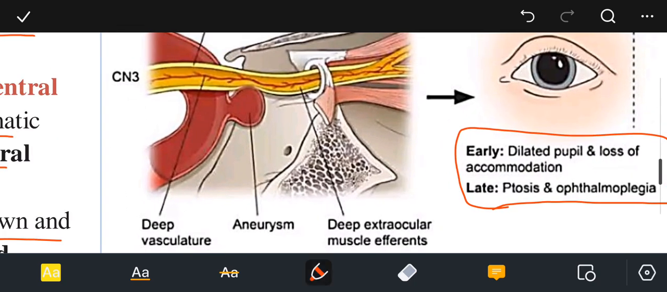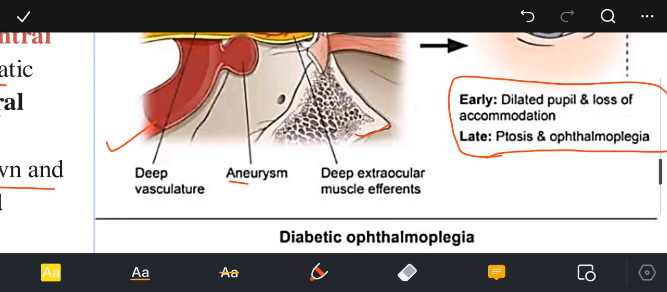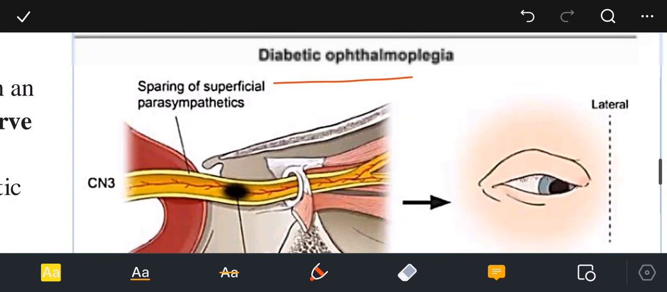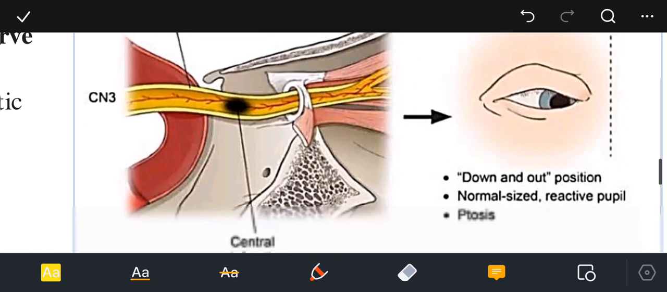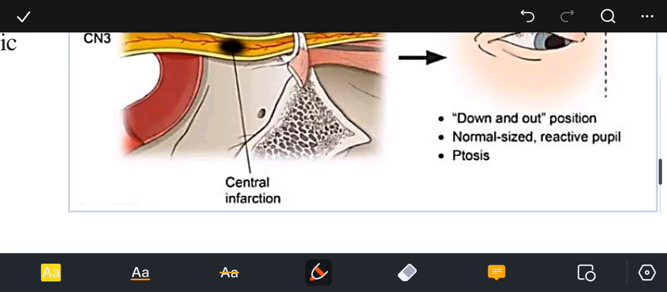So this is the deep vasculature which is present inside the nerve, then there is an aneurysm, and deep extraocular muscle efferents. This means that these are the somatic fibers or the motor fibers to the extraocular muscles. Deep diabetic ophthalmoplegia spares the superficial parasympathetic fibers because now the lesion is centrally located. So that will cause central infarction, and a down and out position of the gaze will be there, with normal sized active pupils, and ptosis will also be seen.